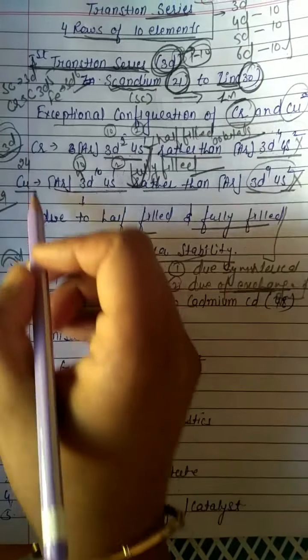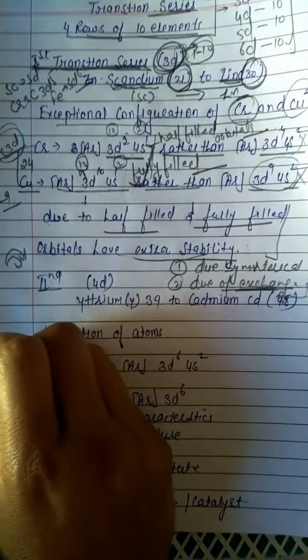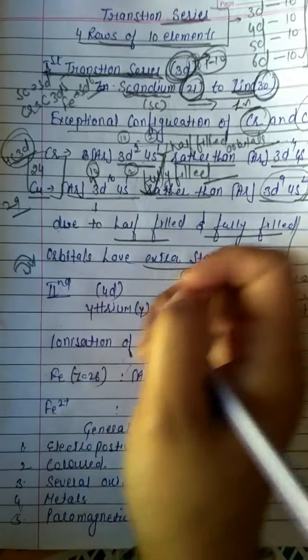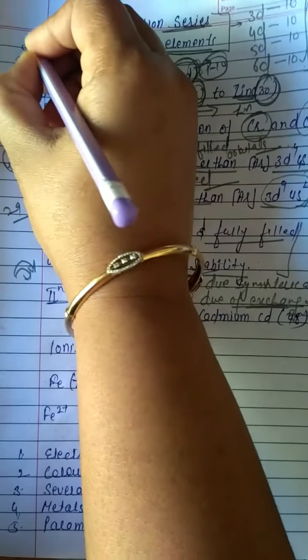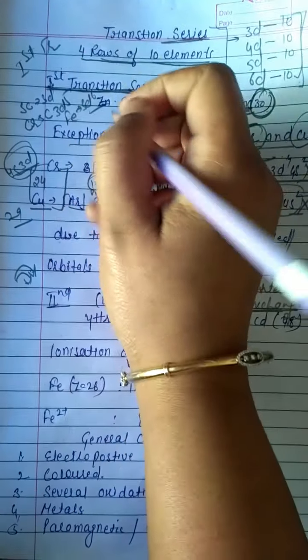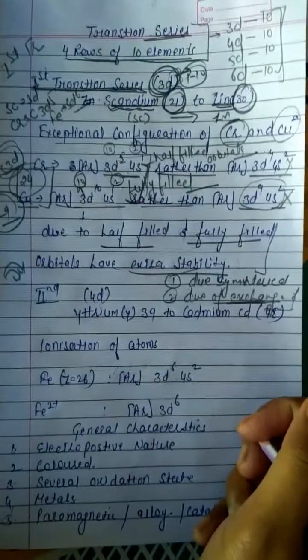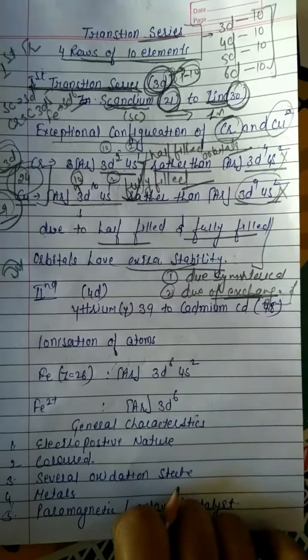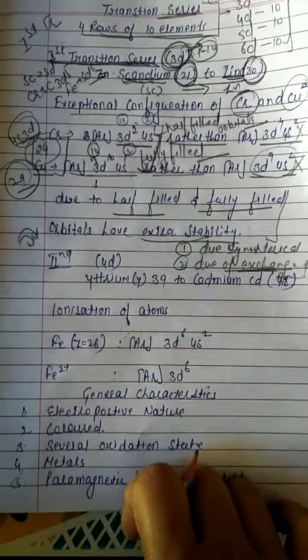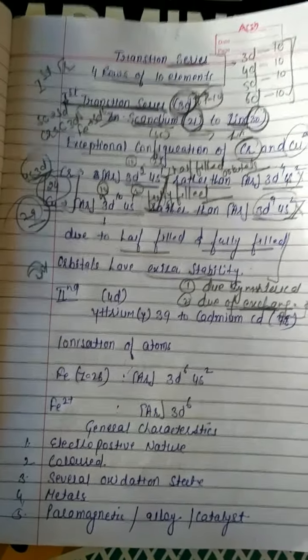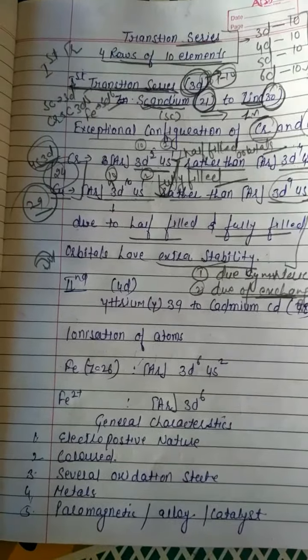So that's why chromium and copper are the exceptional cases, and both these elements are present in the first transition series, with atomic numbers 24 and 29. Now this is about the first transition series. Now we are talking about the second transition series.